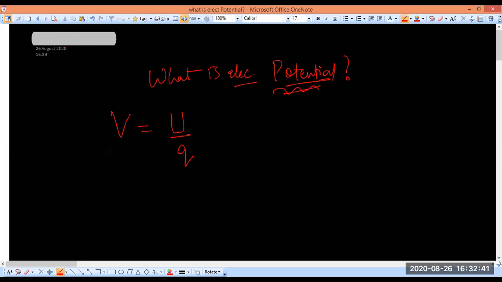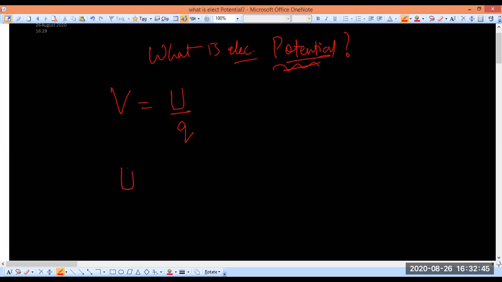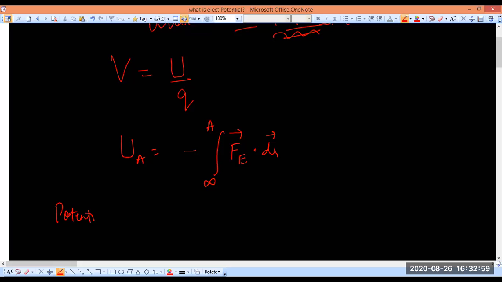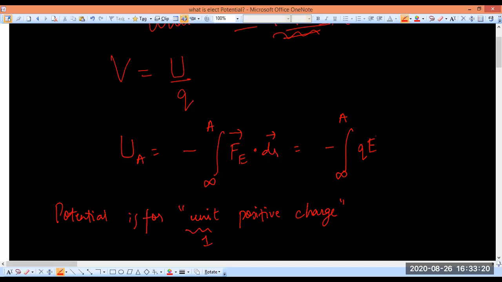It is as follows. See, U at A was equal to negative integration of Fe vector dot dr vector from infinity to A. But this potential is for unit positive charge, that is 1 positive. So what I'm going to do is write this as, I don't think anyone has any problem with this step. Why did I do that? So that I can put Q's value as +1. That's it, unit positive charge.